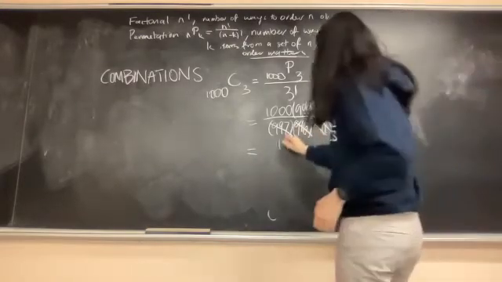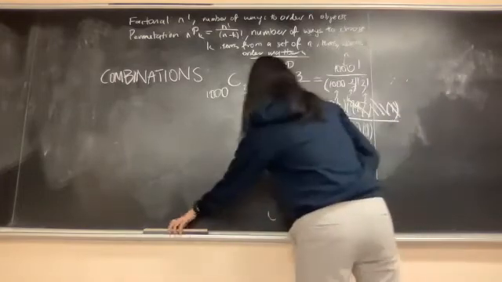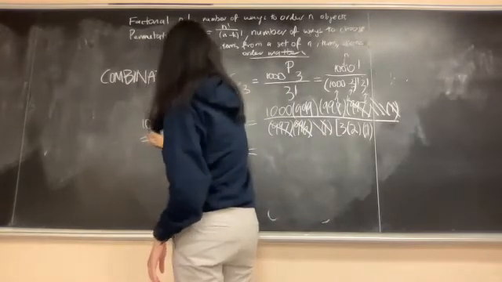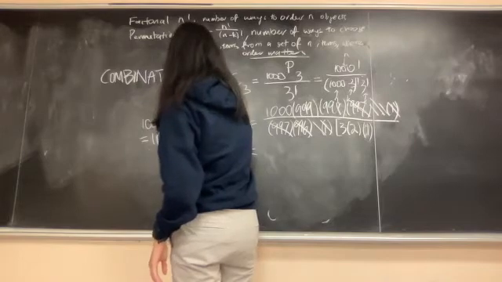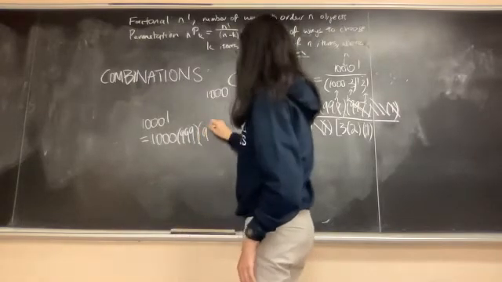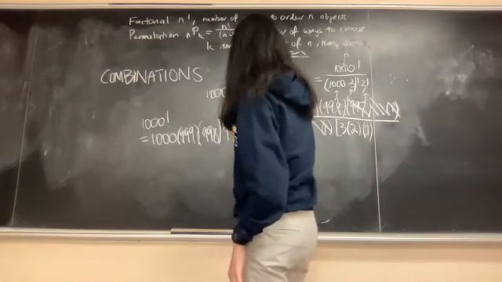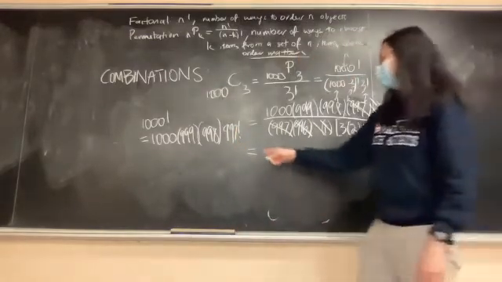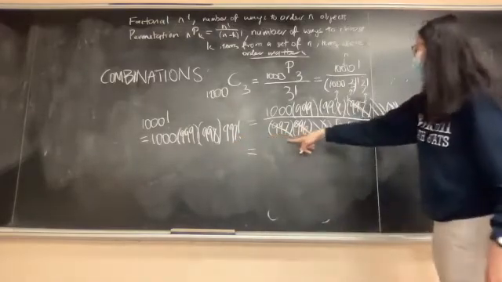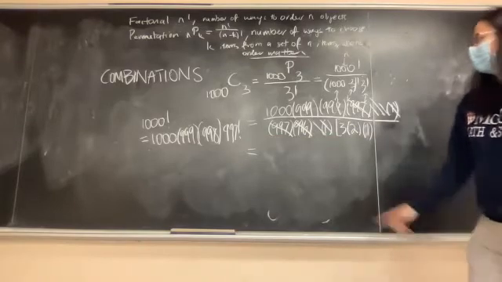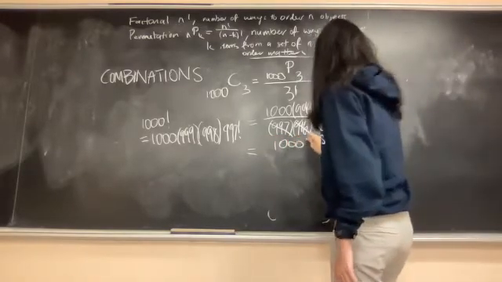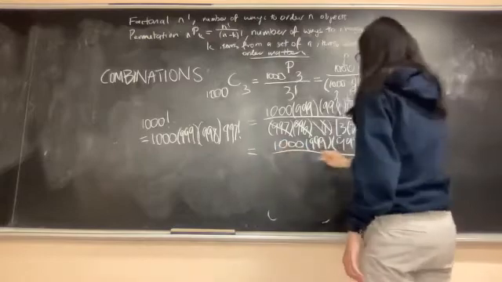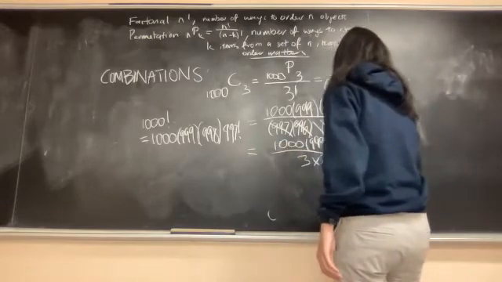Because you can also rewrite 1000. I'll write this on the side so I don't confuse you. You can also rewrite 1000 factorial to equal 1000 times 999 times 998 times 997 factorial. And then in that situation, 997 factorial will cancel out with the 997 factorial over here. And so what you have left is 1000 times 999 times 998 divided by 3 times 2 times 1.